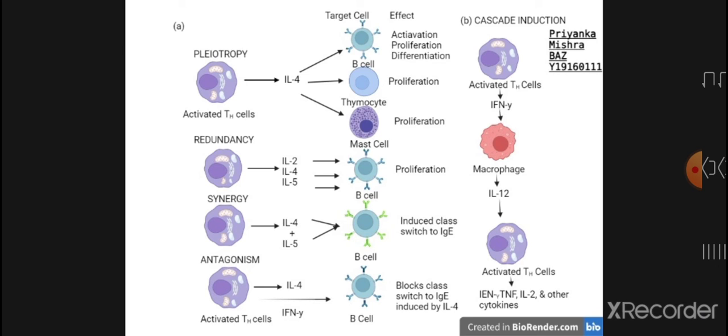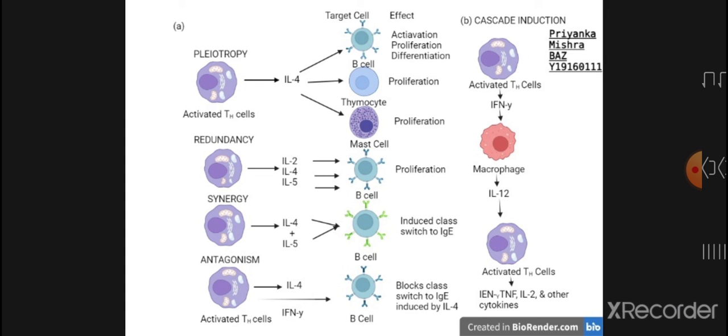We can see that in B cells, activation, proliferation and differentiation occur. In thymocytes, proliferation occurs. In mast cells, proliferation occurs. That's called pleiotropy. Redundancy: two or more cytokines that mediate similar functions are said to be redundant. Synergy: cytokine synergy occurs when the combined effect of two cytokines on cellular activity is greater than the additive effect of the individual cytokines. Fourth one is antagonism.